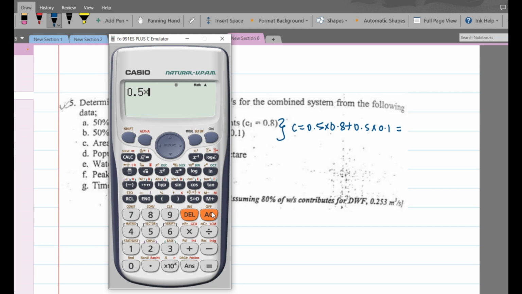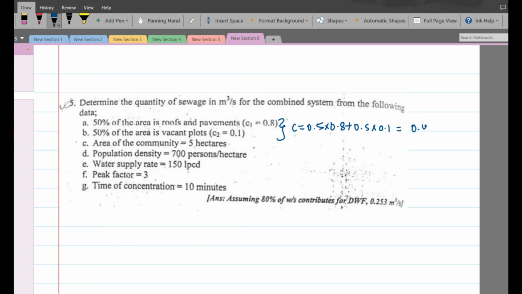0.5 into 0.8 plus 0.5 into 0.1. So it will be 0.45. Now area is given as 5 hectares and population density is given as 700 per hectare. So population will be 700 into 5, right? So it will be 3500.